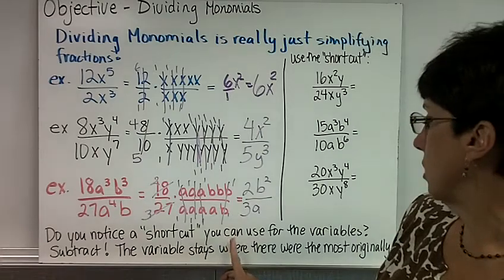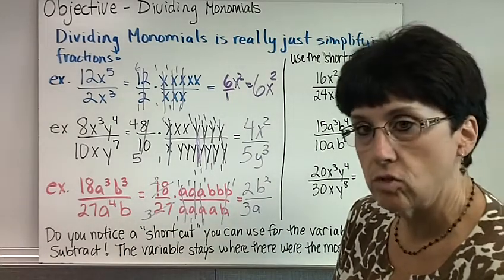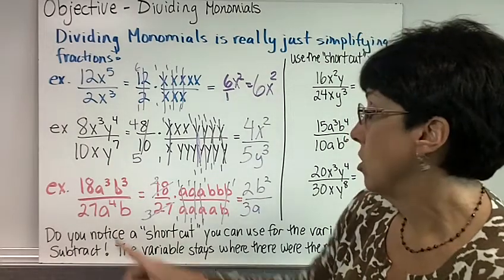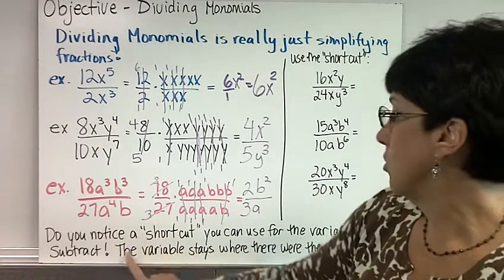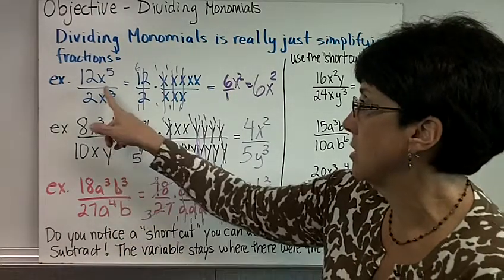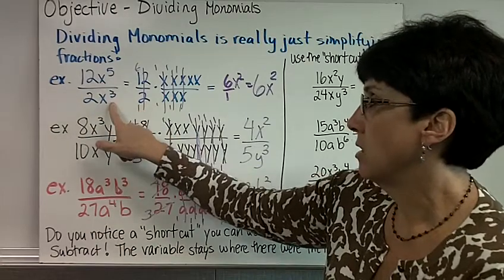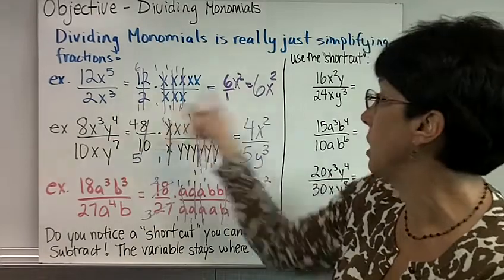Do you notice a shortcut that you could use for the variables instead of writing them all out and simplifying individually? Do you notice that you could subtract? So the variable stays where there were the most originally. So let's look at this. 5 in the numerator, 3 in the denominator. Where are there more? Numerator. 5 minus 3, 2.